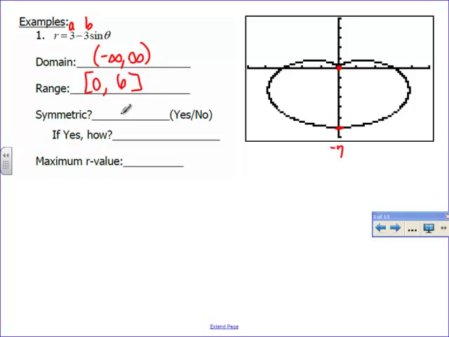Is it symmetric? Why, yes it is. All of these Limaçon curves will be. And how do we determine? Well, you can either use your picture or use your equation. When we have sine, it should be symmetric about the y-axis, which if you look at this one, it is. And the max R value is going to be whatever the maximum was in your range. 6 is the max.